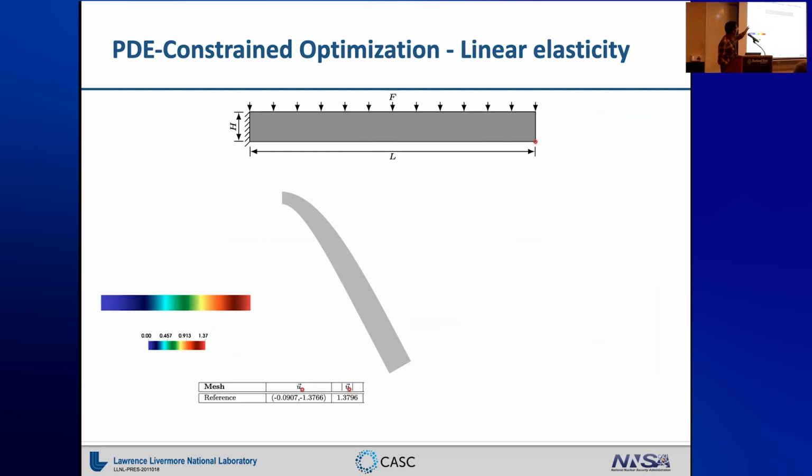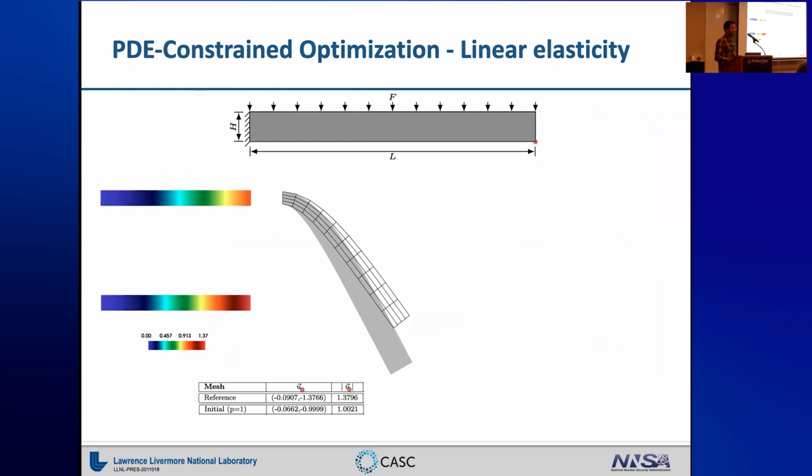So in this case, we have a beam. I show the reference solution here. It's a cantilever beam being pushed down. And for quantifying the error, I measure the displacement at that bottom right corner. And this is the solution for the reference with a Cartesian aligned mesh.